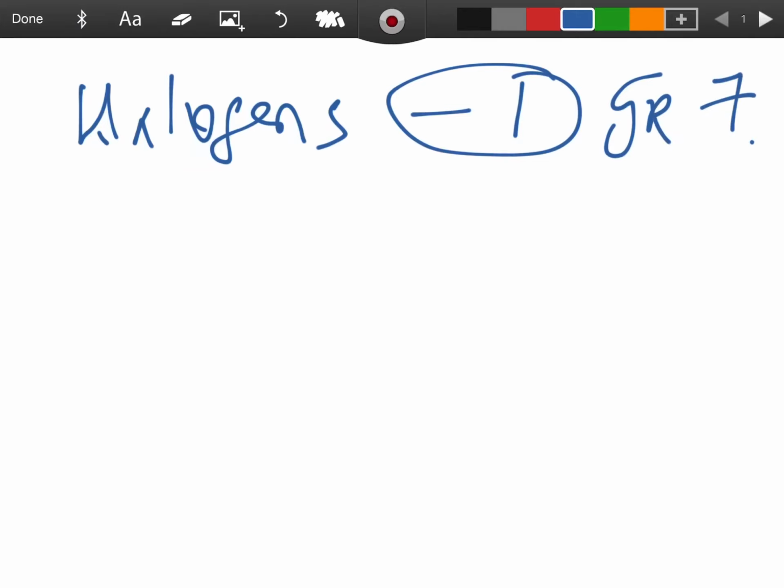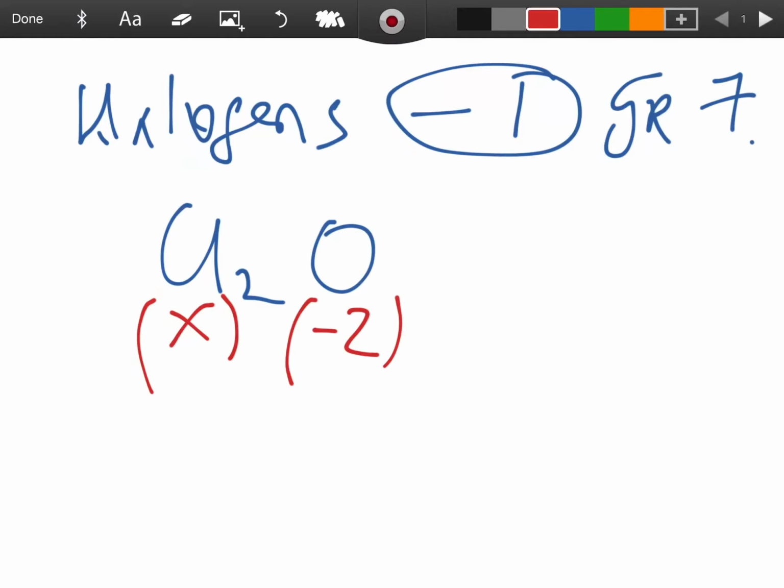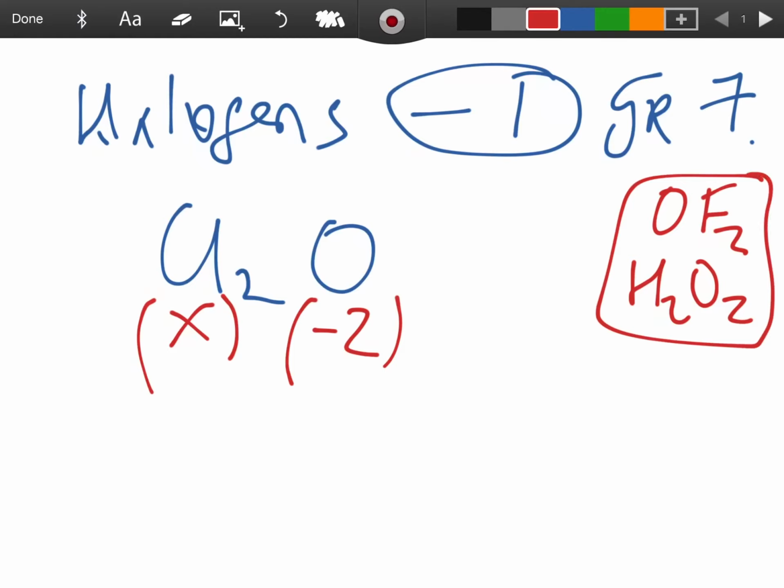Okay, rule number 6 then says that the halogens normally have an oxidation number of minus 1. That's because they're group 7. But again, if you have a halogen bonded to an element that's more electronegative, like for example, oxygen there is minus 2. I know that oxygen there is minus 2 because it is not one of my 2 exceptions where oxygen is not minus 2. So in every other case, oxygen is minus 2, except for the OF2 and the H2O2.